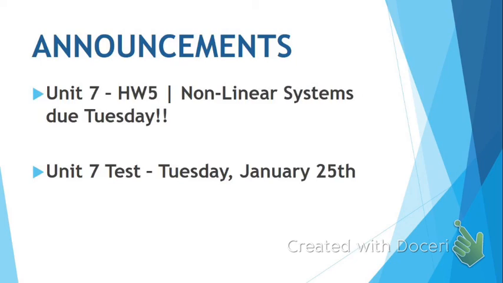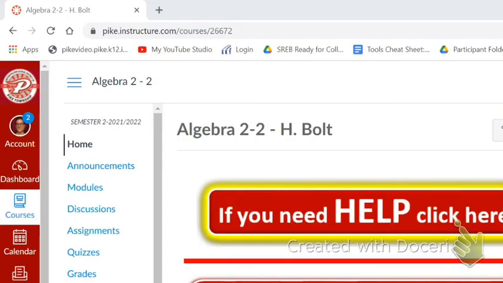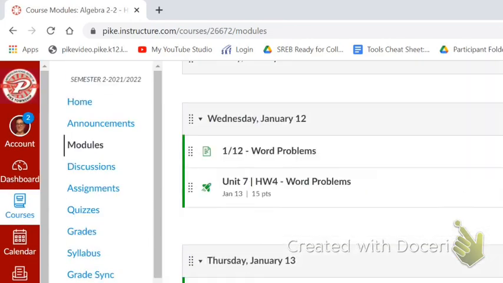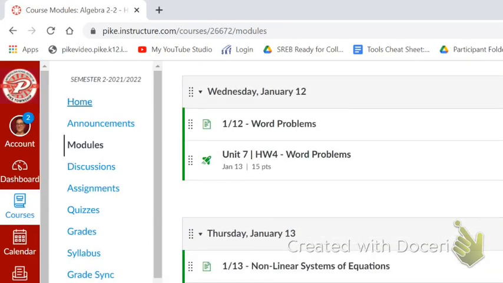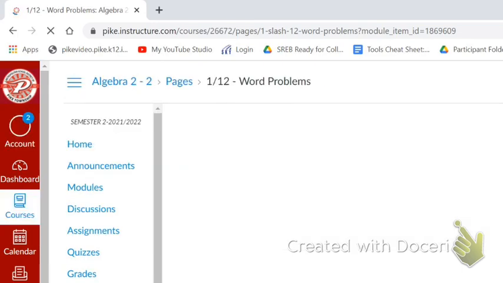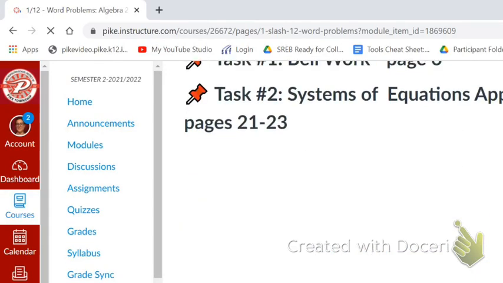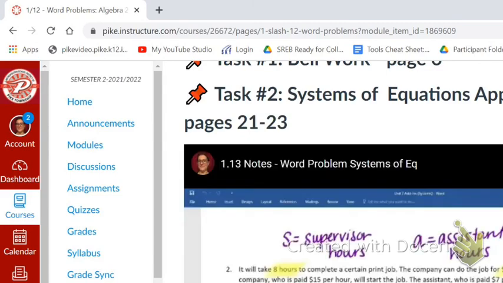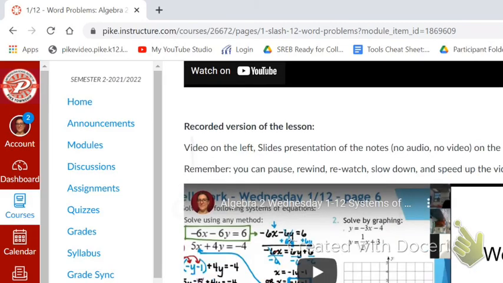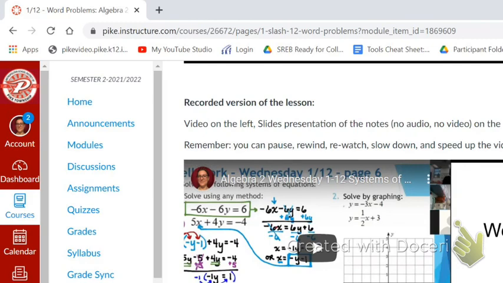Also, on our class Canvas page, if you guys need to access anything, go to modules, go to the day that you're looking for. So like if you need more help with word problems, you would click right here, word problems, because I post videos and notes. So here's our notes from yesterday. There's a lot of extra help with the word problems. There's a video right here that goes over 5 problems that is not loading. There we go. And then down below, here's our class video and the notes.